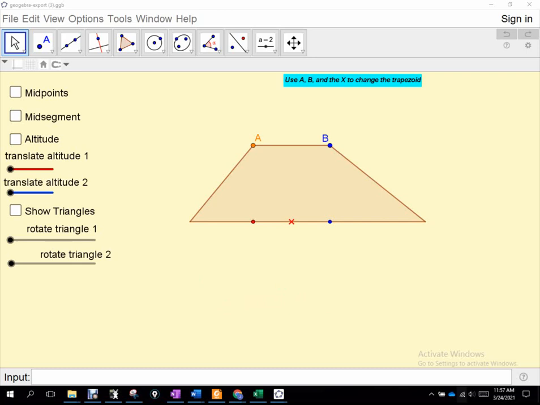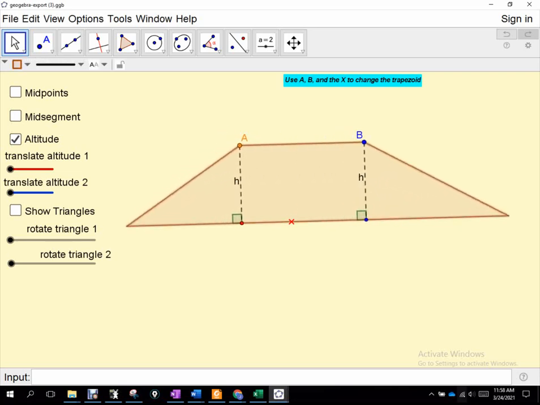In order to do this, we need to understand what an altitude is for a trapezoid. It's the same as it is for a parallelogram. It's going to start at one of your parallel sides and then go perpendicular to the other. So if I click on altitude, those are altitudes, okay, for a trapezoid.